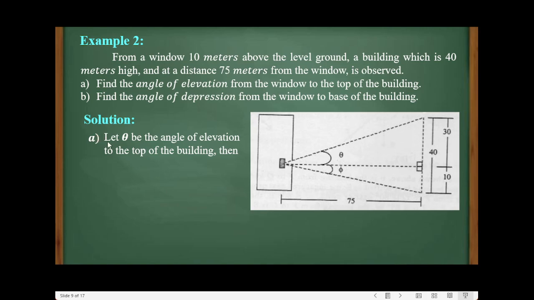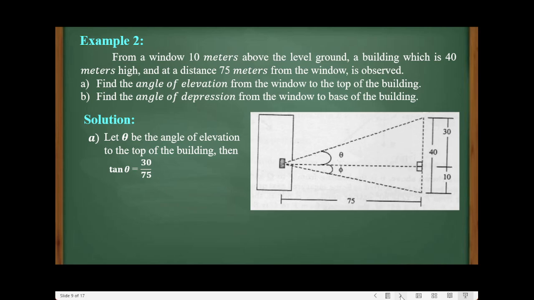Okay, so let theta be the angle of elevation to the top of the building. Then, to get the value of theta, let us use tangent theta is equal to the opposite leg over the adjacent leg. So that will give you 30 over 75.